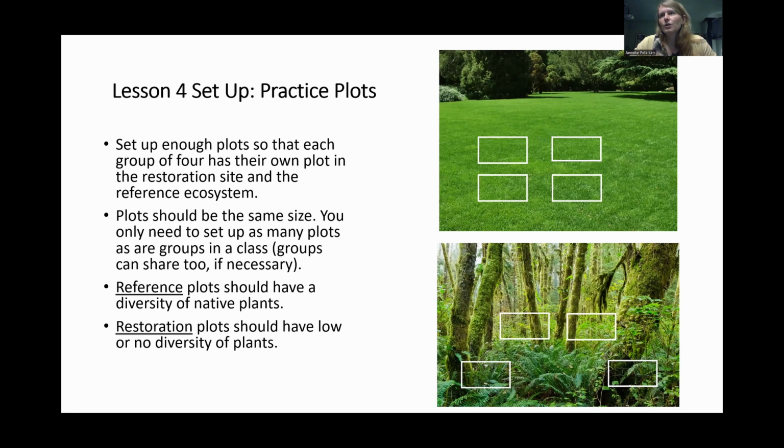So if you have 30 students in a class in groups of 4, then you would have about 7 plots set up. Okay, so let's talk about setting up these plots.